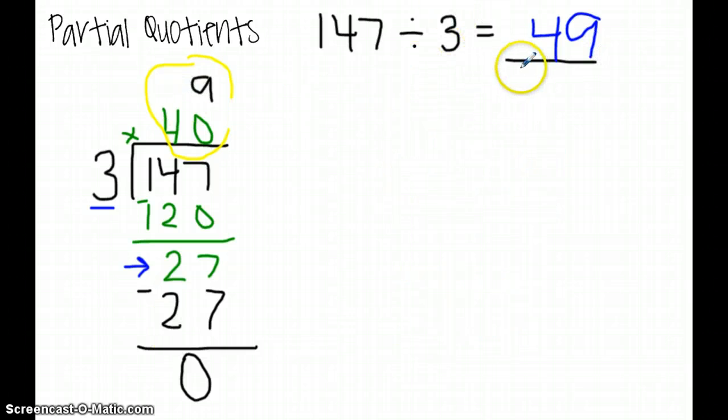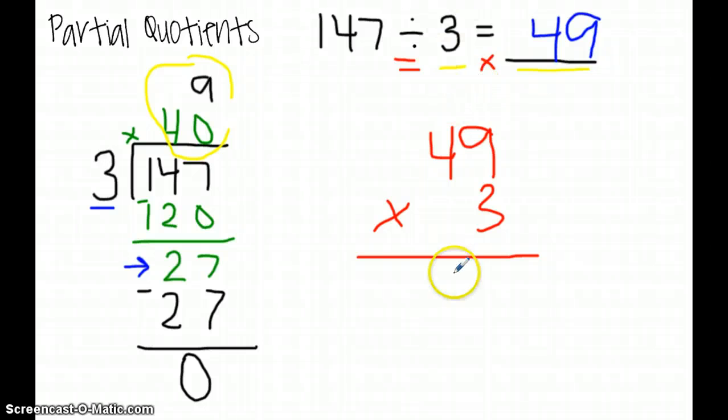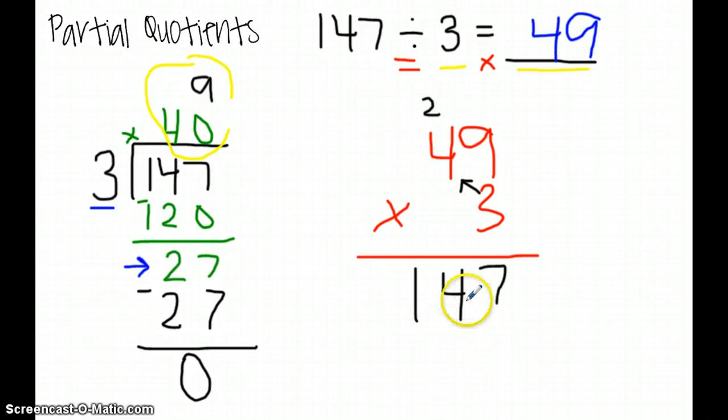I can check my work by doing the opposite of division and doing multiplication. I can take 49 times 3 and see if that equals 147. So I'm going to do 49 times 3. Well, I know that 9 times 3 is 27, so my 7 goes down here. I carry my 2. I know that 3 times 4 is 12. I add my 2, which gives me 14, which is 147. So I know that 147 divided by 3 is 49.